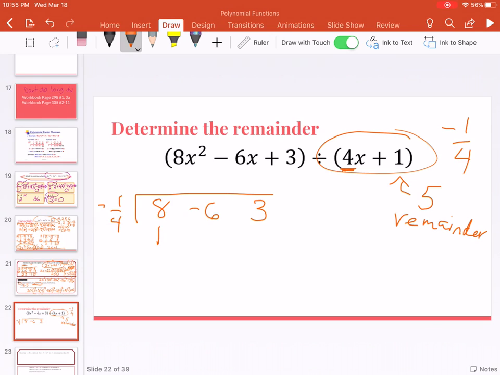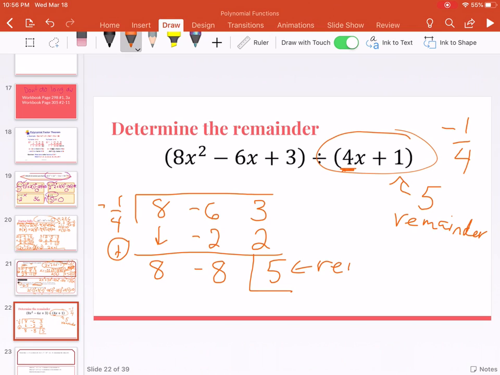Okay, I carry down my 8. Negative 1 over 4 times 8 gives me negative 2. Negative 6 plus negative 2 gives me negative 8. Negative 1 over 4 times negative 8 gives me positive 2. 3 plus 2 gives me 5. So my remainder, 5, just stays to the side, so that doesn't change.